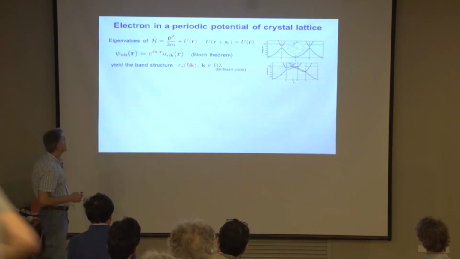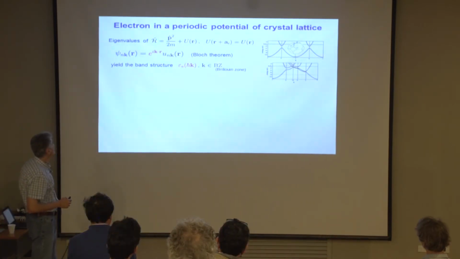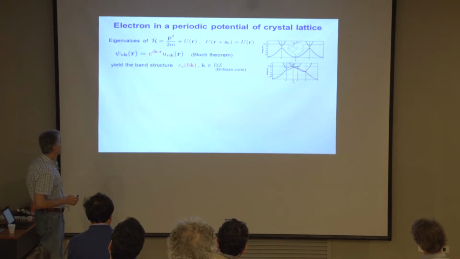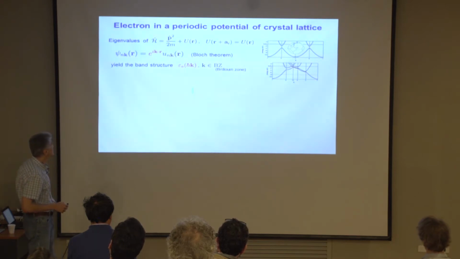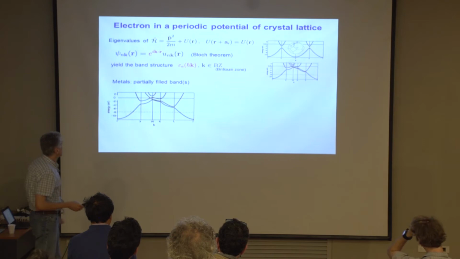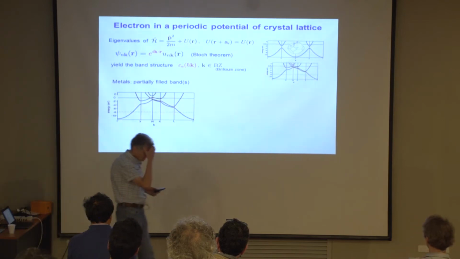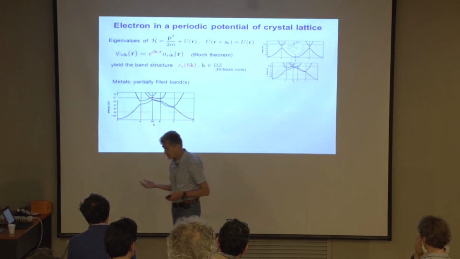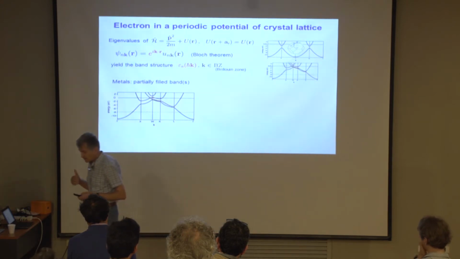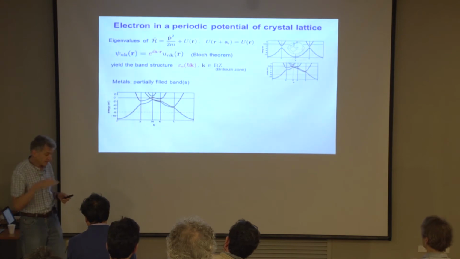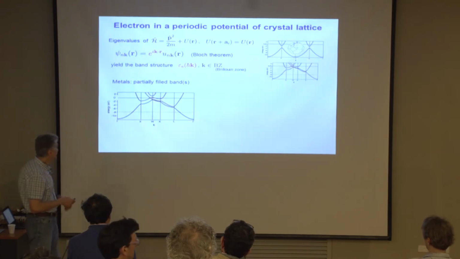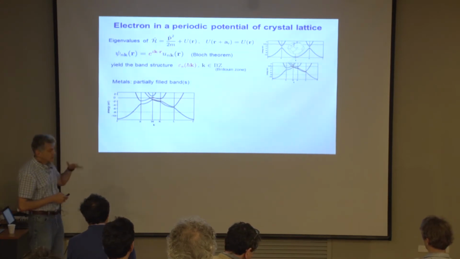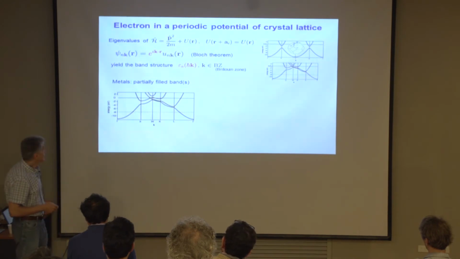And the spectrum of a Hamiltonian with periodic potential yields a band structure. Basically, the difference between metals and insulators in terms of band structure is whether the Fermi level lies in a band or in a gap, if there are gaps in the spectrum. So this is an example of a metal. The Fermi level is within a band.